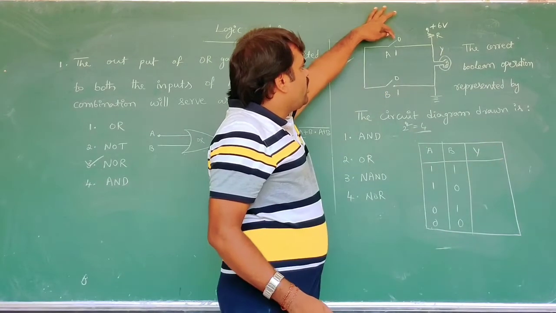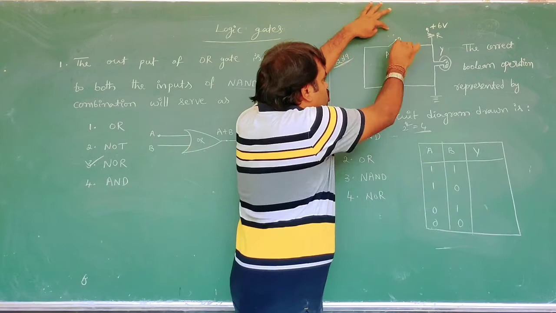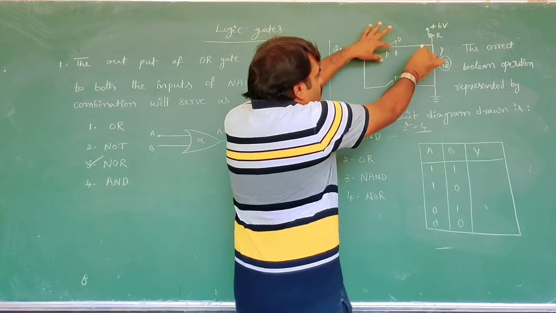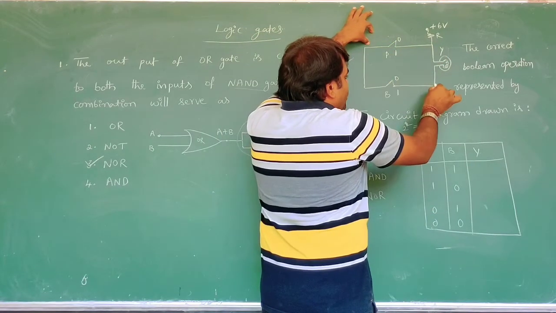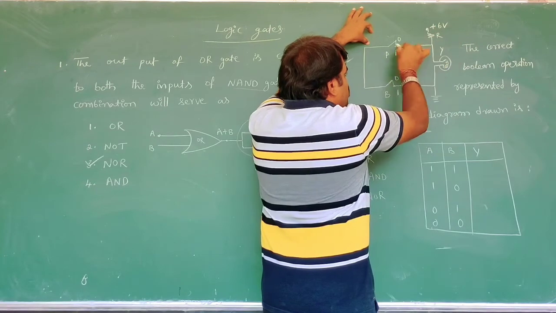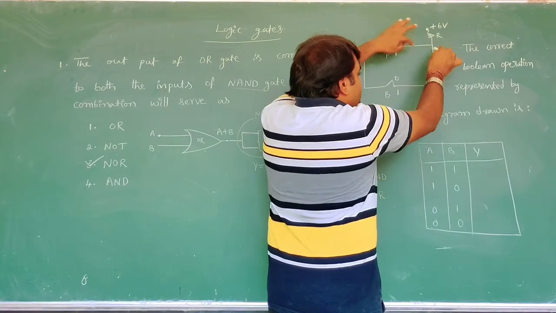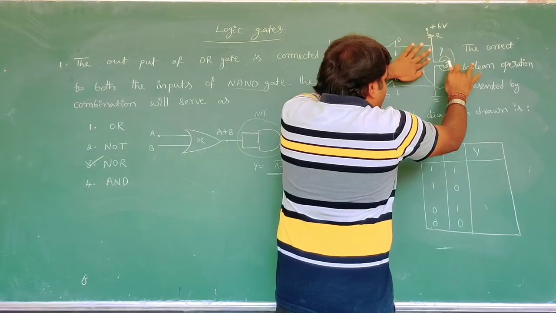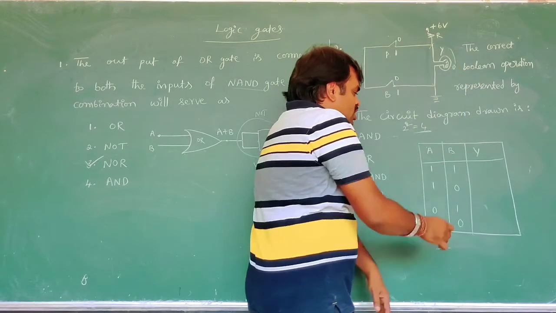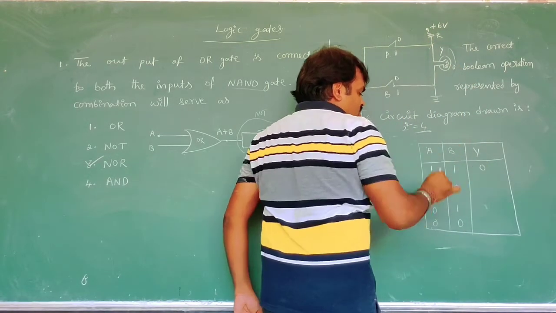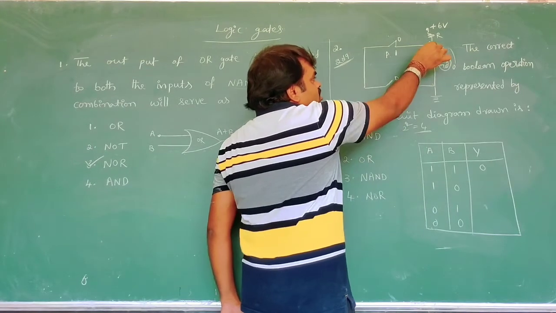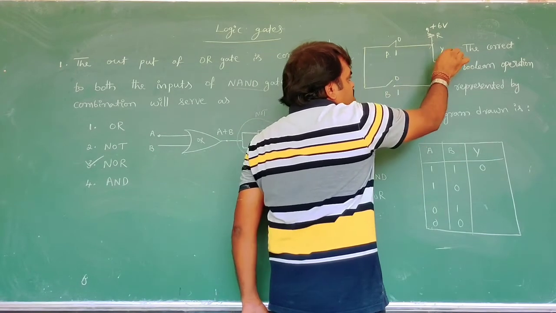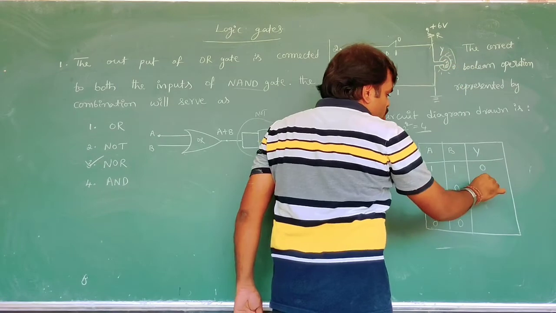See, when both inputs are closed, the current does not pass through this bulb, so the output will be 0. When any one input is open, the current does not conduct through this path, that's why the current will pass through the bulb. It will glow, which means 1.